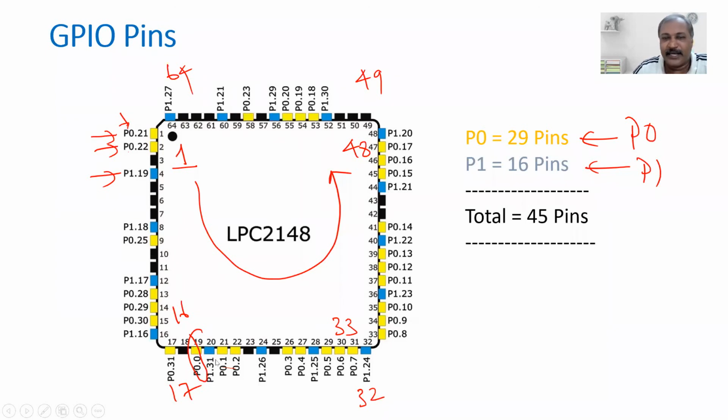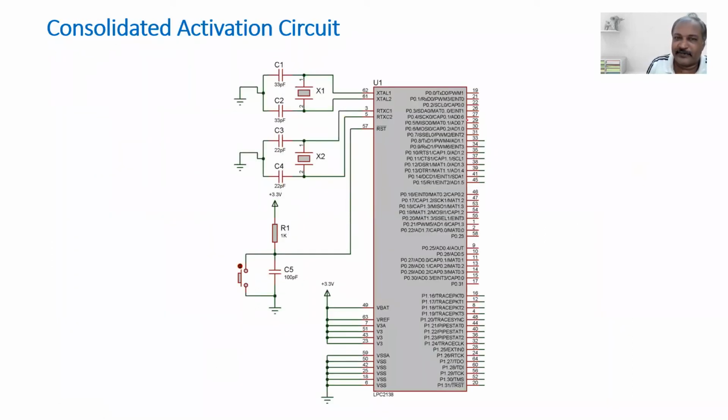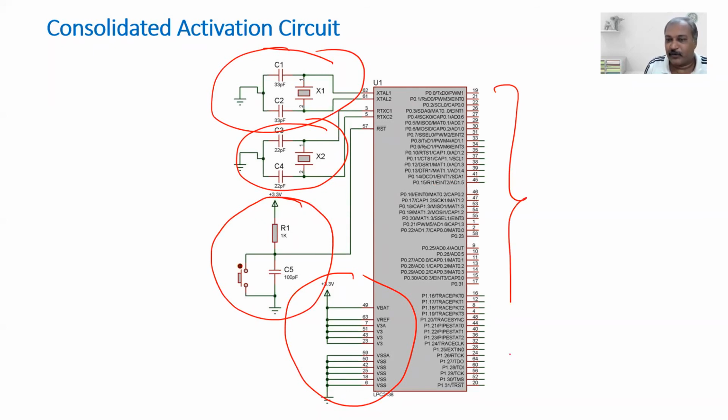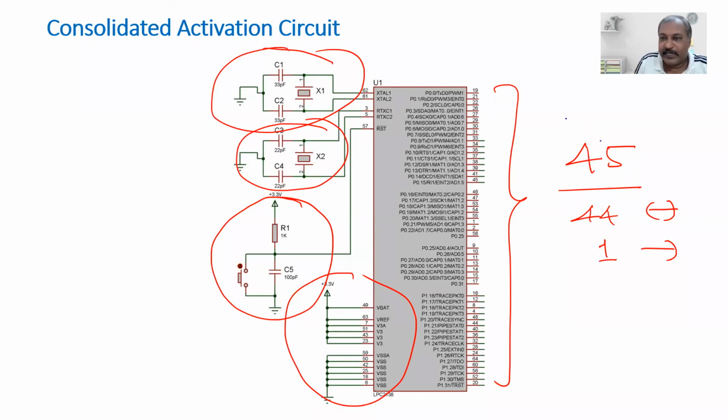But then you need to understand that there are totally 45 of these lines which we make use of for connecting external peripheral devices. So this is the consolidated activation circuit. So we saw what is power, we saw what is main oscillator, we saw what is RTC oscillator, we also saw what is reset circuit, and we saw there are totally 45 GPIO lines available, out of which 44 are bidirectional and one pin is output only. Out of this 45, 29 are contributed by port 0, 16 are contributed by port 1.